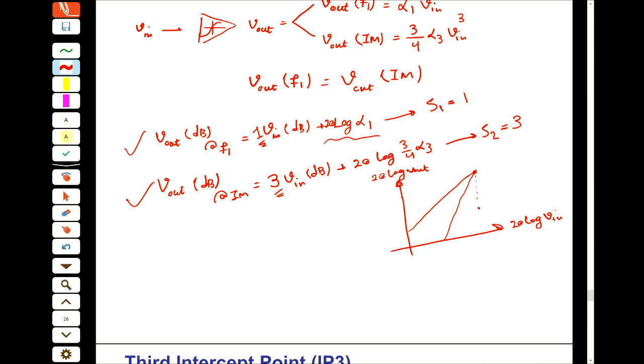At this point where these two meet, we say that this point is VIIP3, the input third intercept point, and this is VOIP3. In the data sheets, they give you one of these two numbers, the input or output intercept point. So how can I find these two? Or actually one of them, because the other one you can find from this equation or from this equation.